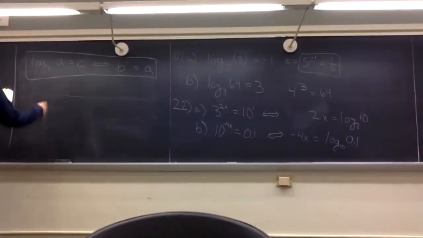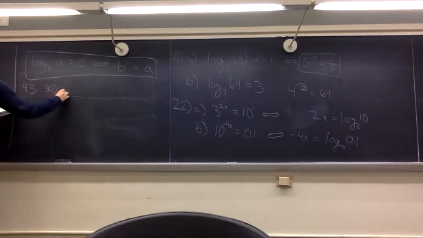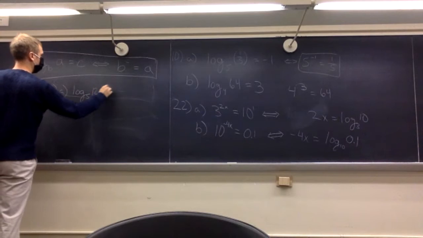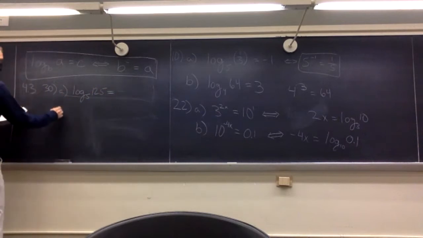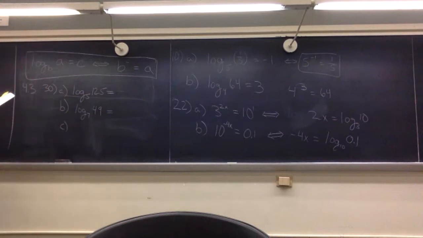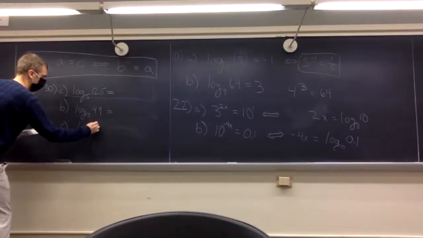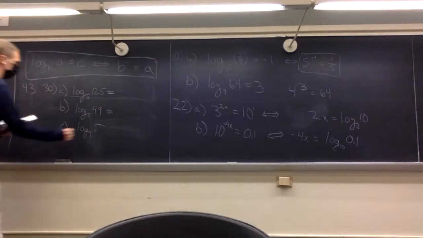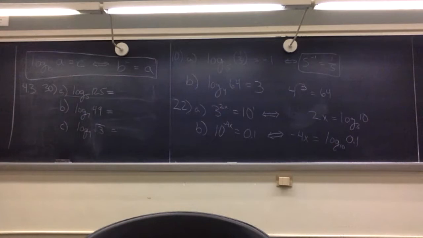So help me out here. It's number 30, 4.3, number 30. Log base 5 of 25. You think about that, I'll write down the next one. Log base 7 of 49. Next one is log base 9 of root 3. Anyone have a solution for any of these three?